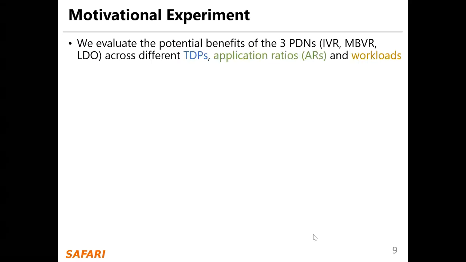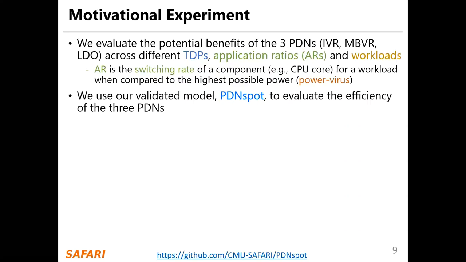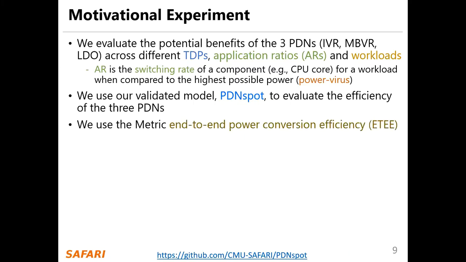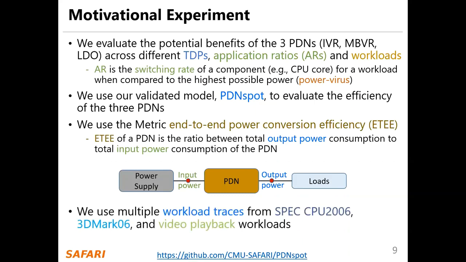We evaluate the potential benefits of the three PDNs, IVR, MBVR, and LDO, across different TDPs, application ratios, and workloads. Application ratio is the switching rate of a component for a workload when compared to the highest possible power. We use our validated model, PDN Spot, to evaluate the efficiency of the three PDNs. We use the metric end-to-end power conversion efficiency, or end-to-end efficiency in short. End-to-end efficiency of a PDN is the ratio between total output power consumption to total input power consumption of the PDN. We use multiple workload traces from SPEC CPU 2006, 3DMark, and video playback workloads.